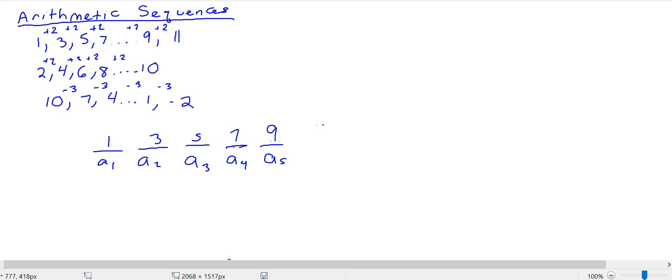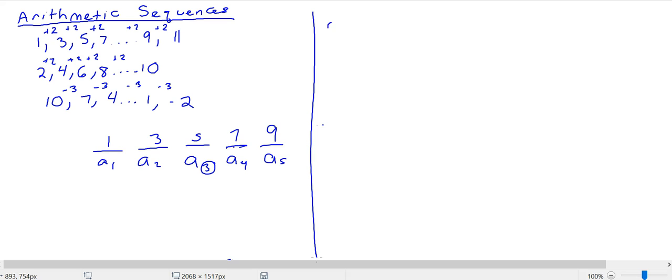The a sub 1, a sub 2, a sub 3, a sub 4, a sub 5, those numbers just represent what number term in the sequence that value is. So the value 5 is the third term in the sequence because it's a sub 3. When you have an arithmetic sequence, there are two ways you can define it. You can either define it recursively or explicitly.